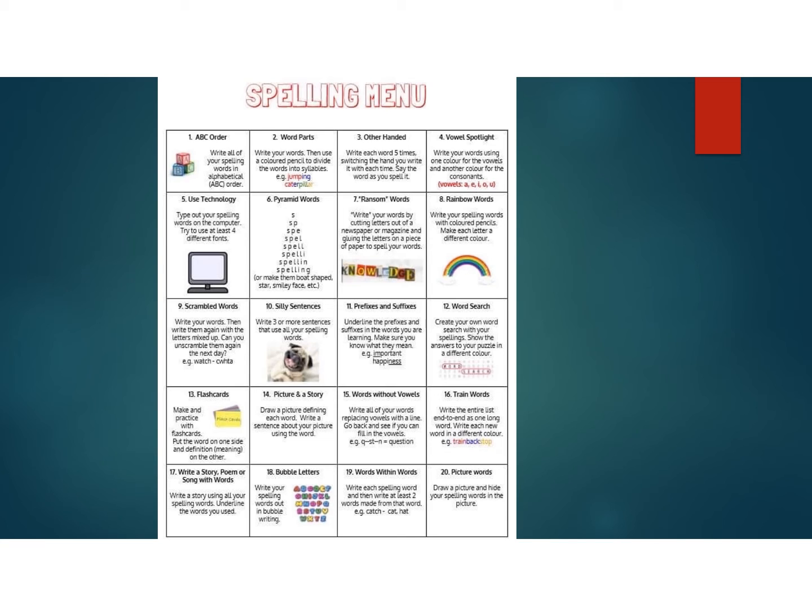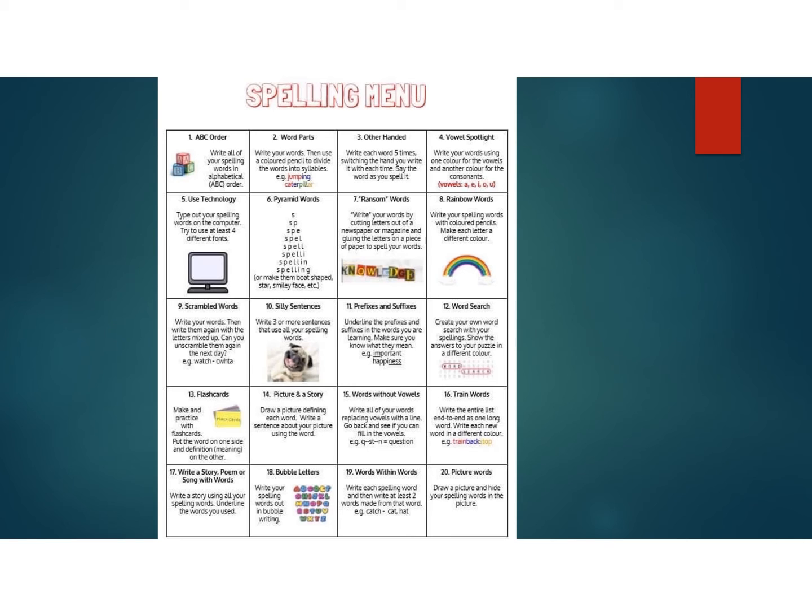The 13th task is flashcards. For flashcards, what you would do is you would write your spelling word on one side of a piece of paper, and then you would write the definition of the word on the other side. If you're not sure what the definition of the word is, you can look it up in a dictionary or you can Google it online. With the flashcards, you can get someone to hold up the word and then you repeat back the definition, or they can hold up the definition and you repeat back the word.